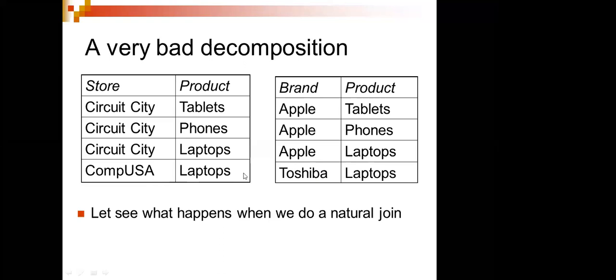Suppose I combine these 2 tables into a single one. Then we call it a natural join. When I'm trying to do this, what is the problem you'll find? I have Circuit City, Apple, tablet; Circuit City, Apple, phones; Circuit City, Apple, laptops. So like this, we have 2 things. What do you find here? It introduces 2 series of tuples. Here Apple is there, and here Apple is there. But what is happening? He is selling the laptop and phones and tablets. This is the confusion I'm getting.